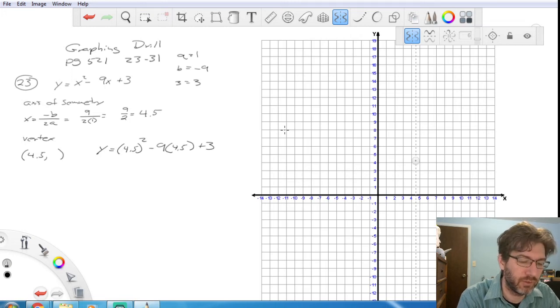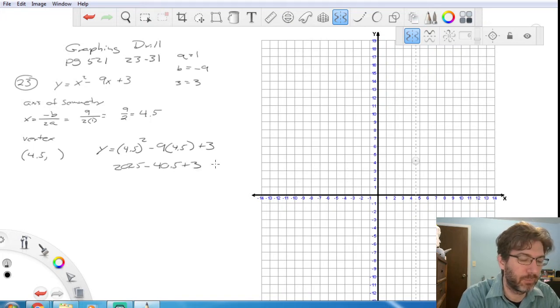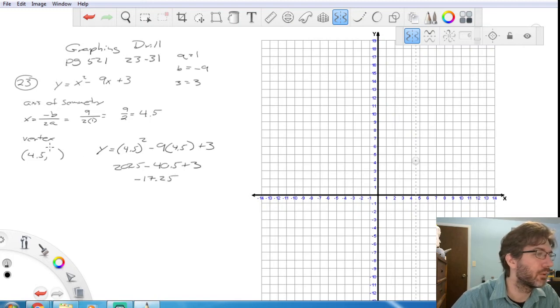So 4.5 squared is going to give me 20.25. Negative 9 times 4.5, so 4.5 times 9 gives us 40.5, and that's negative. And then you have 3. Then we're just going to add those up. 20.25 minus 40.5 plus 3, and we're going to get negative 17.25, which is kind of an ugly number, but that's what I'm getting.